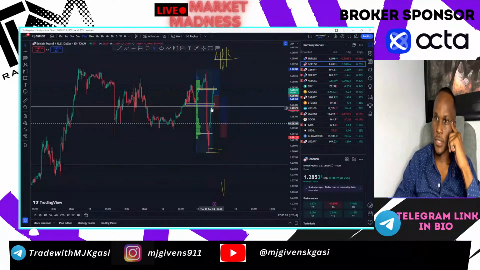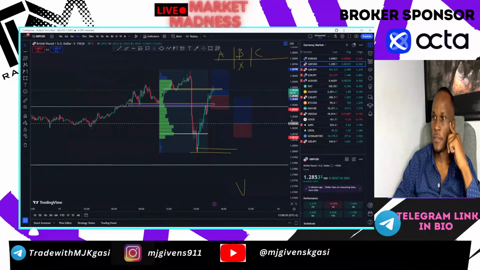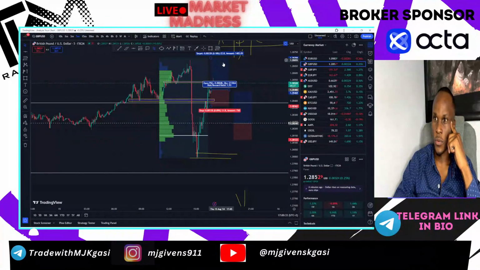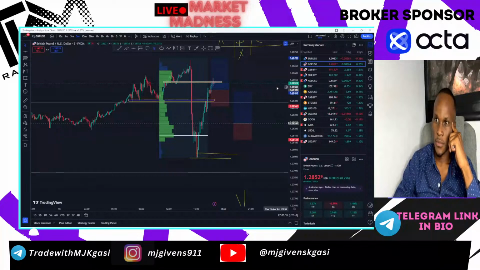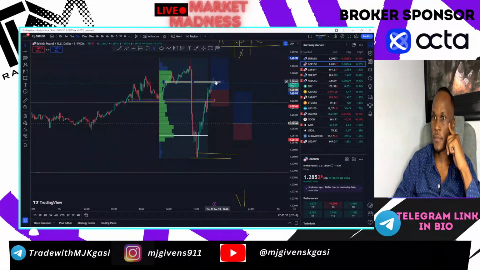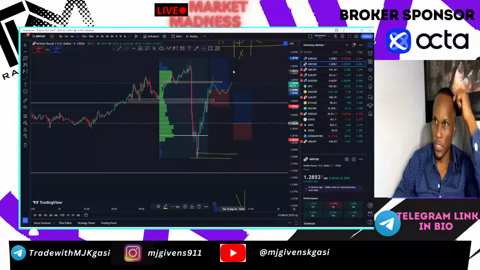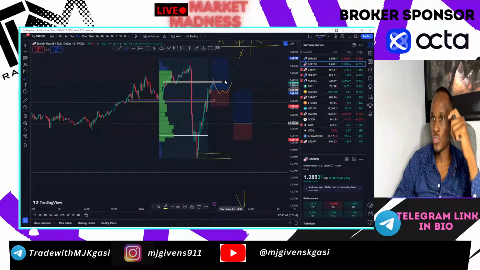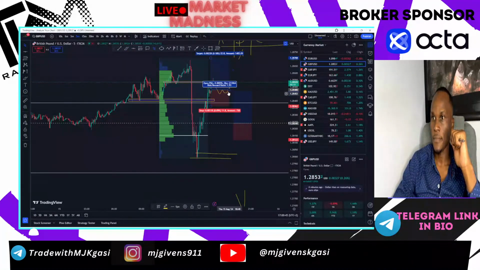Right, so this level didn't hold. Let's see if 1.285 can defend itself. If it cannot defend itself, then we are going all the way to the upside. But if it can defend itself, then maybe it comes lower, then goes up, or stops us out. But I think we remain as it is now to observe.